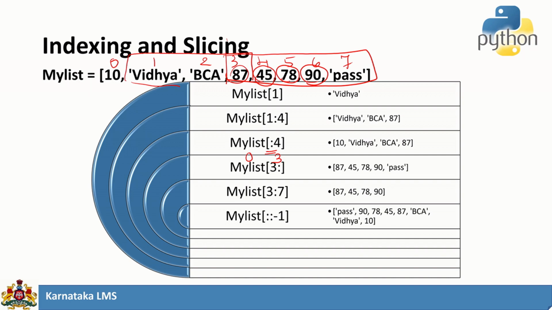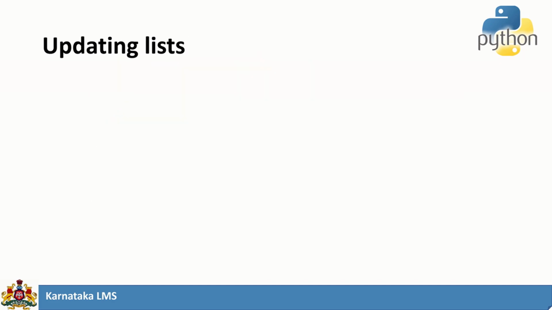So it will print the values from right to left. So we are getting the reverse of the list. Like this, you can use the index and slicing in your list data structure.